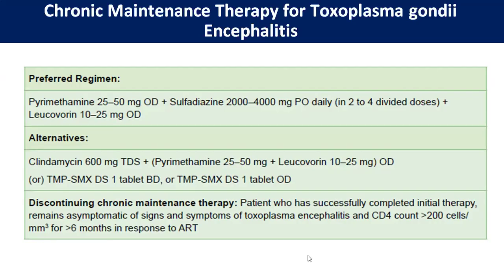Discontinuing chronic maintenance therapy: a patient who has successfully completed initial therapy and remains asymptomatic of signs and symptoms of toxoplasma encephalitis, with CD4 greater than 200 cells. So with greater than 200 cells, you have to think about discontinuing the treatment for toxoplasma gondii.